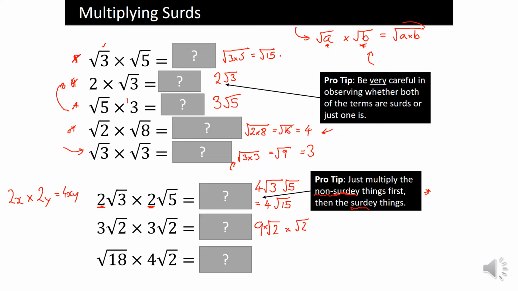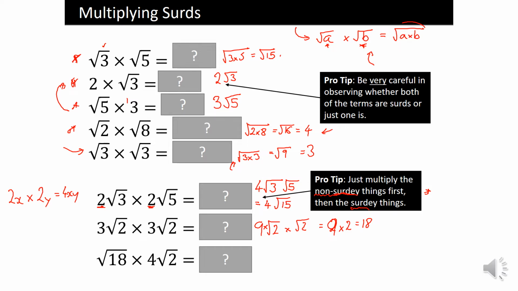So similar to up here, root 2 times root 2 would actually just give us 2. So we end up with 9 times 2, which is 18. So you can see we've timesed together 2 surds and got a non-surd. Can happen, just something to be aware of.